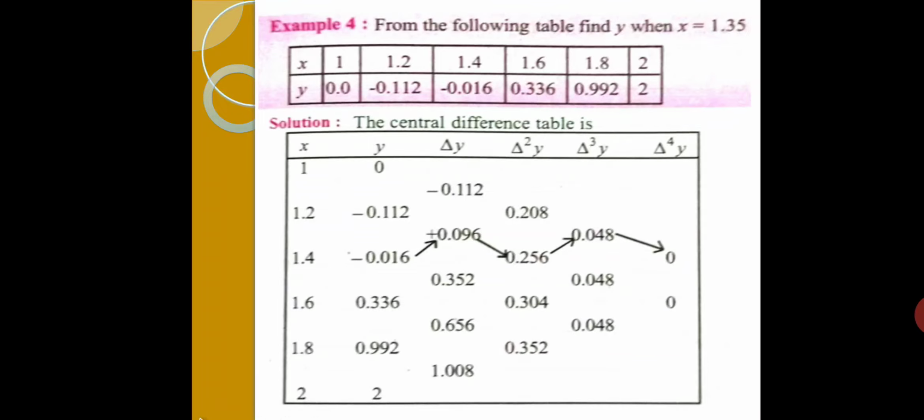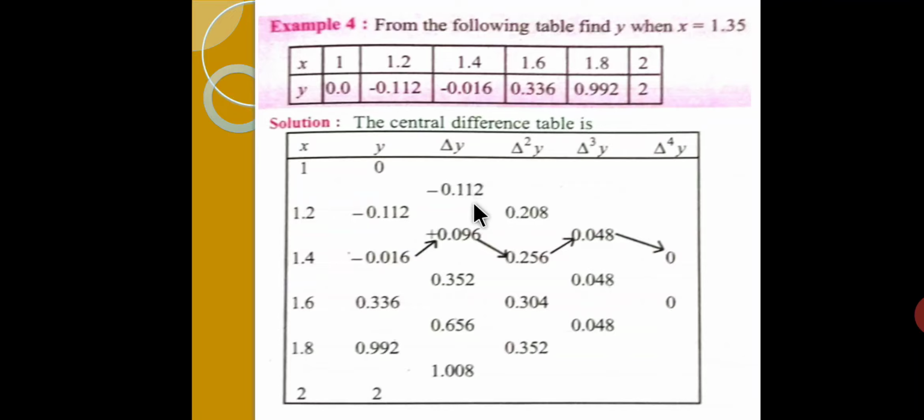So in that we consider 1.4 as the center value. So the place values are x naught, and x minus 1, x minus 2. So these values are x minus 2, x minus 1, x naught, x1, x2, x3. The corresponding y naught value is minus 0.016, then y minus 1, y minus 2, y1, y2, y3.